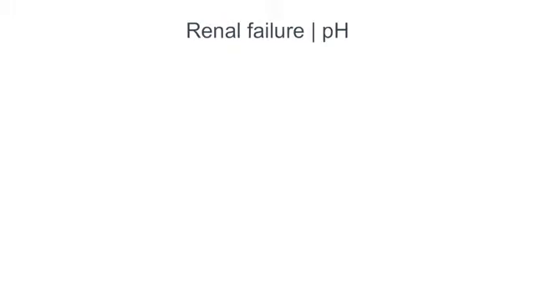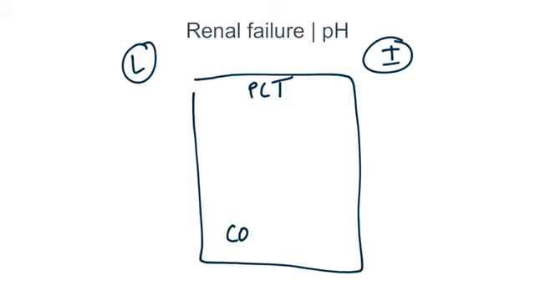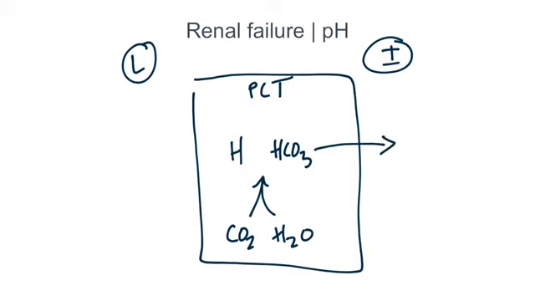How would renal failure affect the pH of the serum? I'll draw this out to make things clear. This is the proximal convoluted tubule, this is the lumen of the nephron, and this is the interstitium. Within the cells of the proximal convoluted tubule, carbon dioxide and water react to form bicarbonate and hydrogen. The bicarbonate is normally reabsorbed, which helps buffer the pH of the serum. So in renal failure, the kidneys can't reabsorb bicarbonate as effectively, and the pH drops.